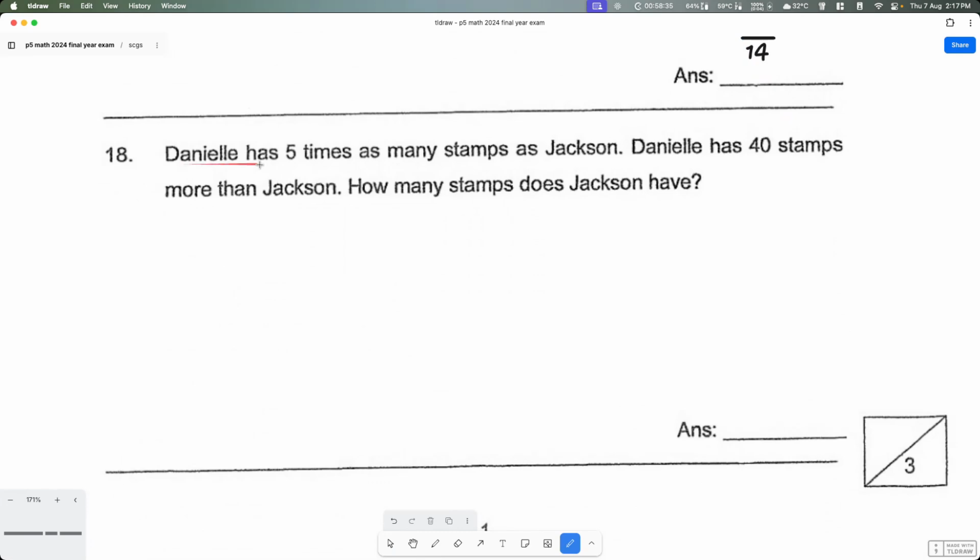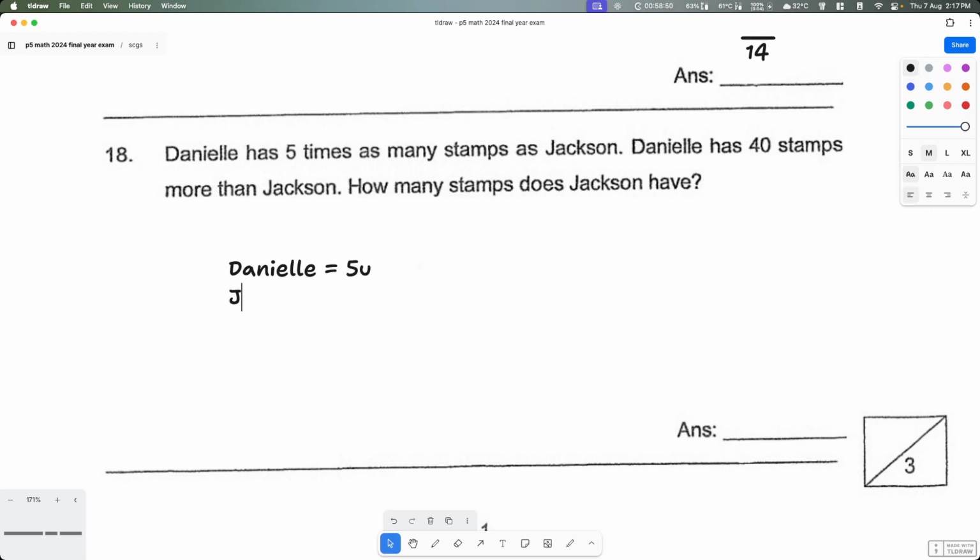Daniel has 5 times as many stamps as Jackson. Daniel has 40 stamps more than Jackson. How many stamps does Jackson have? So for Daniel, 5 times, this is 5 units. Then Jackson is equal to 1 unit.